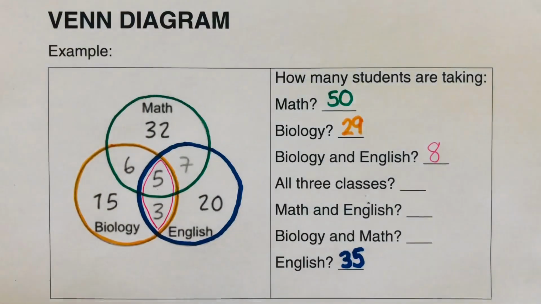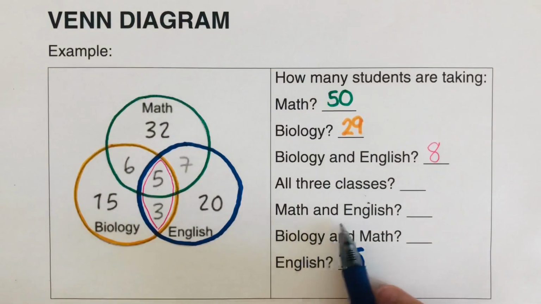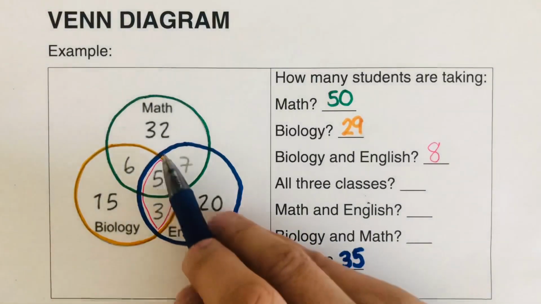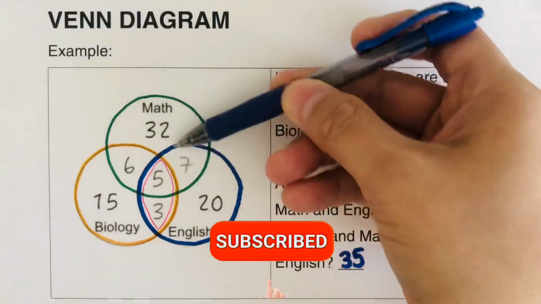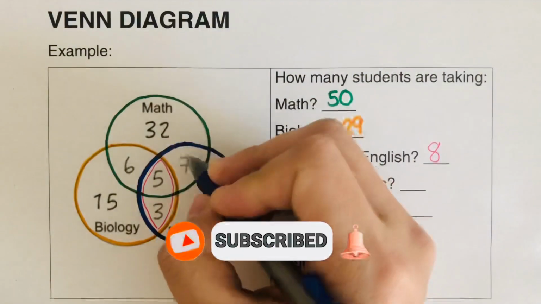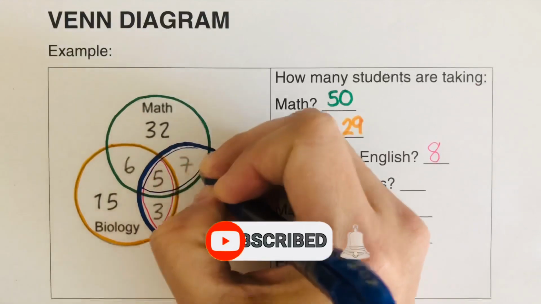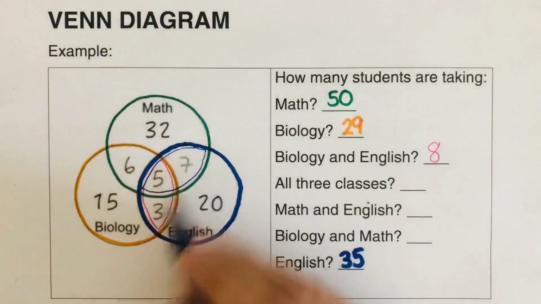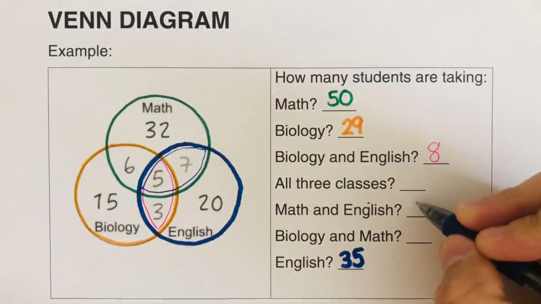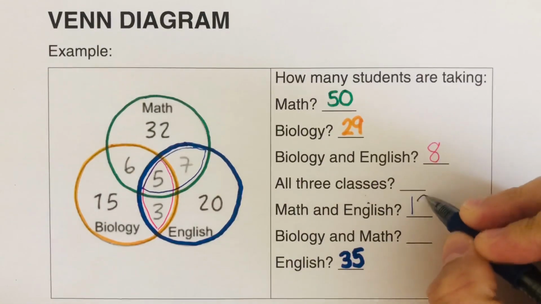Now let's have those number of students that are taking math and English. So math and English is right here. So I'm going to use blue for this. So this would be for math and English. So 5 and 7 is 12. So that's math and English is 12.